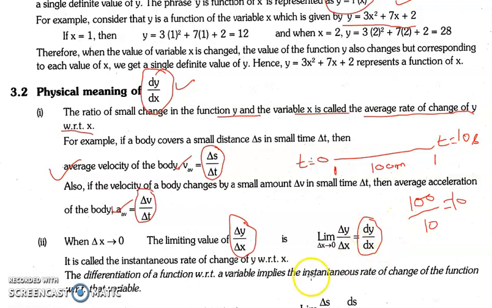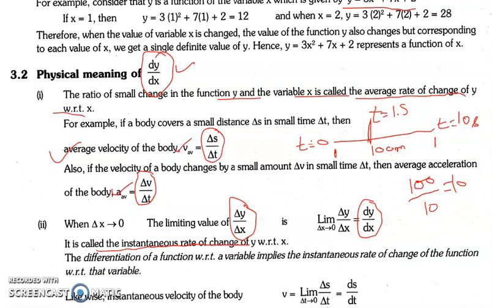Now dy by dx means, here it is written, instantaneous rate of change. Instantaneous rate of change means at a particular moment, at a particular instance, at a particular value. For example, we will consider a time somewhere in between here. Let's say we will consider a time as 1.5 seconds. So if we are trying to calculate the velocity at t is equal to 1.5 seconds, this will give us the instantaneous change. Instantaneous means at that particular instant, at that particular moment.